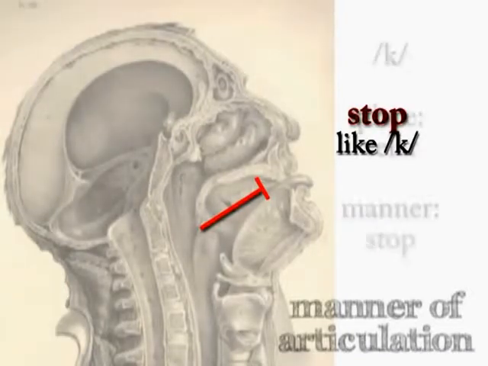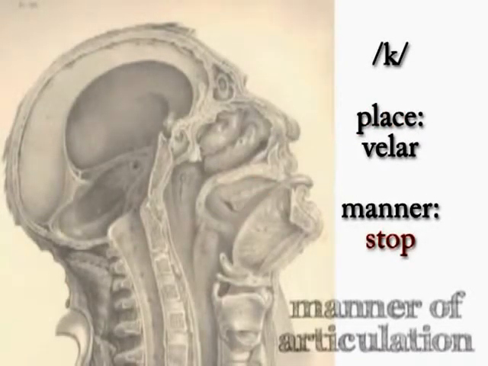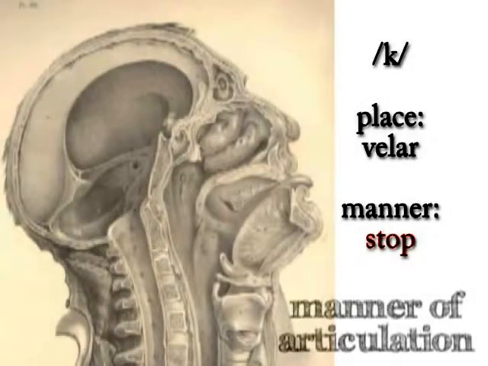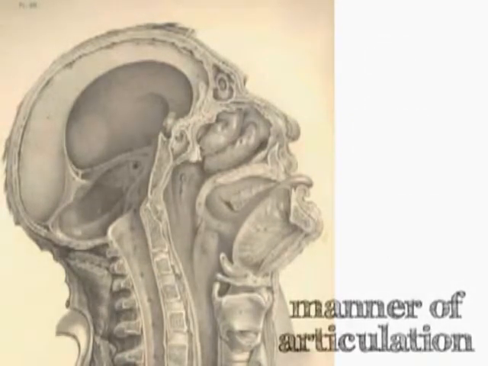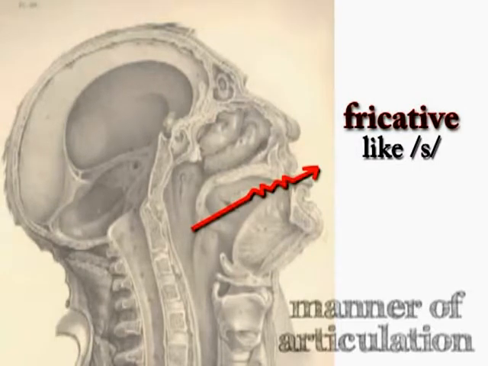So the sound K is a velar sound. It involves the back of your mouth. That's its place of articulation, and the stopping of air, which makes it a plosive. That's its manner of articulation. Another type of sound is a fricative, from Latin meaning to rub.